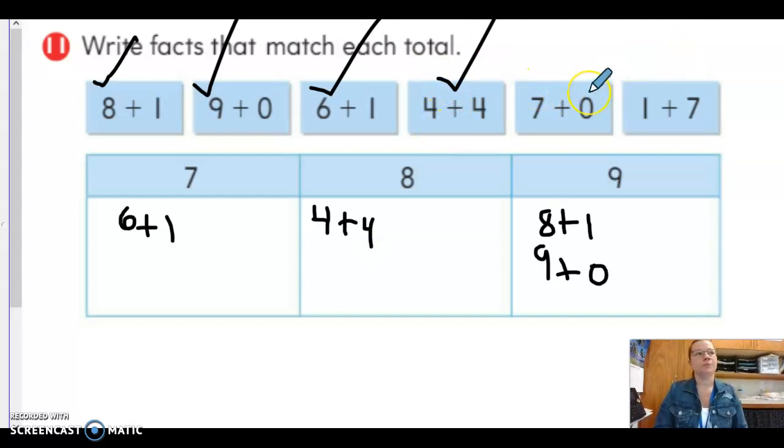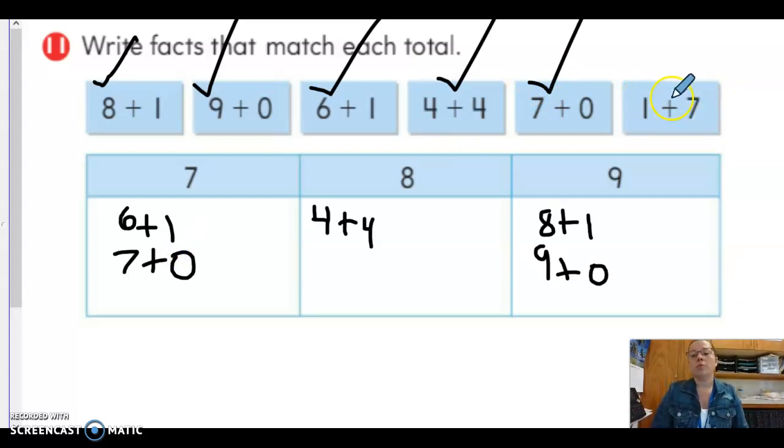7 and 0. Can you remember what I just told you about adding 0? Yep, the number doesn't change. So 7 and no more is still 7. So we're going to put that under the column that says 7. So when you come to the problem that looks like this tomorrow on your test, you'll know exactly what you have to do because we practiced it today.